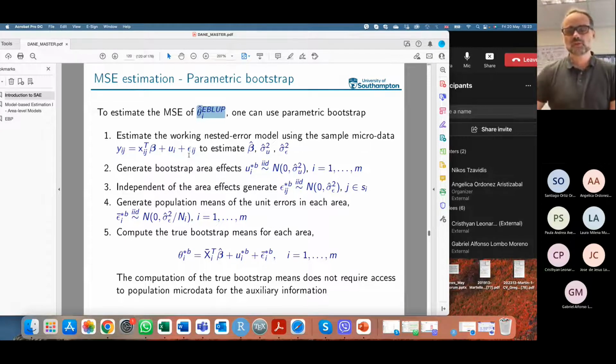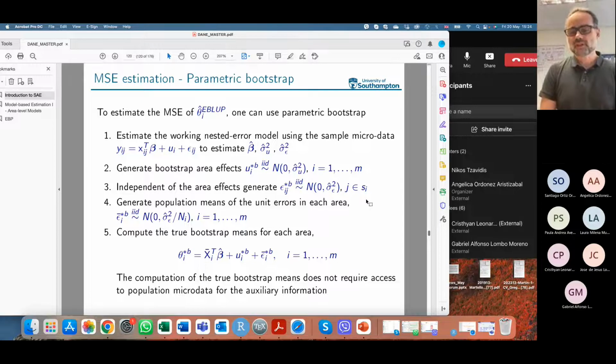So what you do is you start with estimating the nested model, the working nested model. Say you have a preferred model that you have tested and you select it with your original data, your ground truth data, the survey data, say the household survey. So you estimate the model using the sample microdata, okay? And then by estimating that, you get estimates of the regression parameters and the two variance components. And then you're going to start generating data in a bootstrap world.